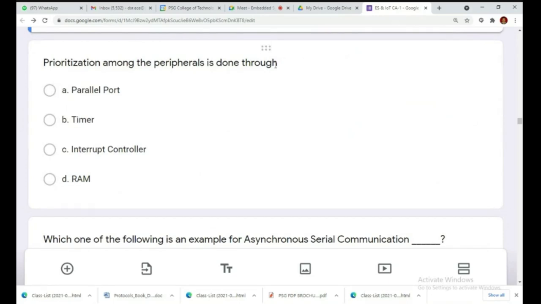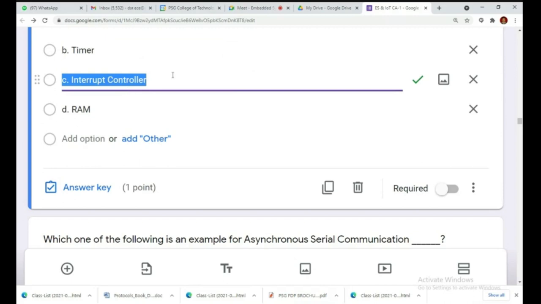Prioritization among the peripherals is done through the interrupt controller, because several peripherals need to communicate with the processor, but there is only one data bus. So the device with the highest priority is able to communicate with the processor. Interrupt controllers prioritize the peripherals to interact with the processor. So parallel port and timer are prioritized through the interrupt controller, that we need to understand. Okay, so interrupt controller is the right answer.